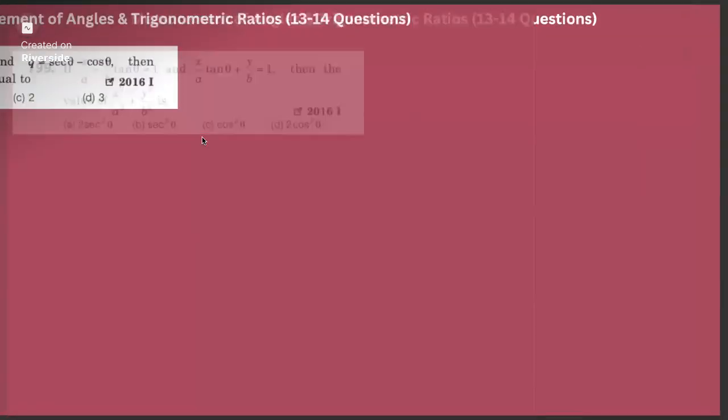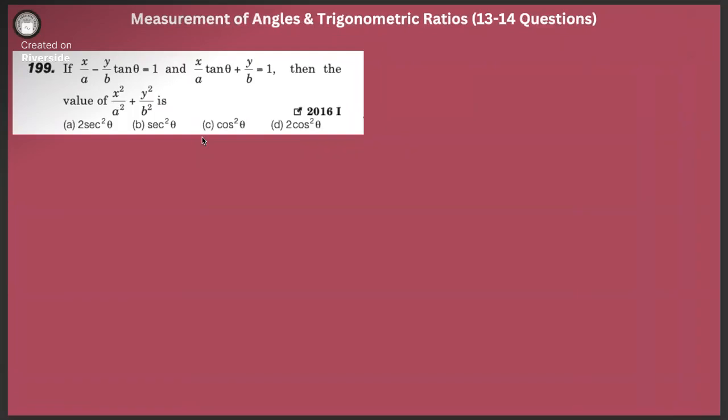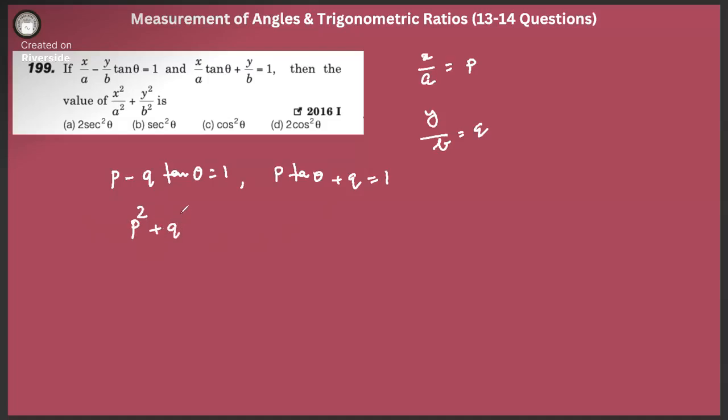All right, there's one particular question that I want you to solve, question number 199. How do you think we could proceed with this one? Can we substitute x by a as x and y by b as y? Yeah, we can do that. So you are telling to replace x by a as, let's say, p and y by b as, let's say, q. Then the entire question turns out to be p minus q tan theta and p tan theta plus q equal to 1. Then what is the value of p square plus q square? Am I right? This is how it will look.